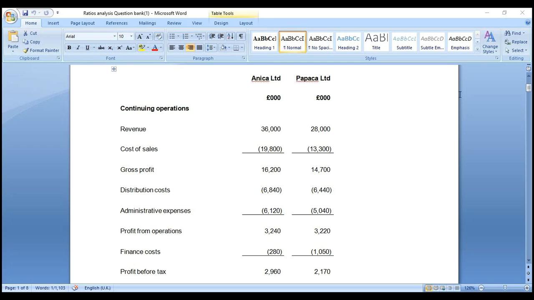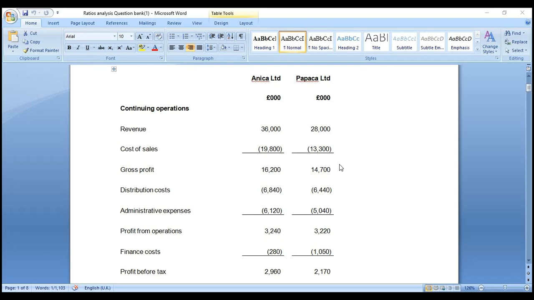So Paprika is 52.5. If I compare Anika and Paprika, that's 45% and that's 52%. So 52% is better than 45%, yes? It means Paprika is earning more, they have more gross profit, because they have less cost of sales. So this is 52%, which means the cost is 48%, because everything is 100%.